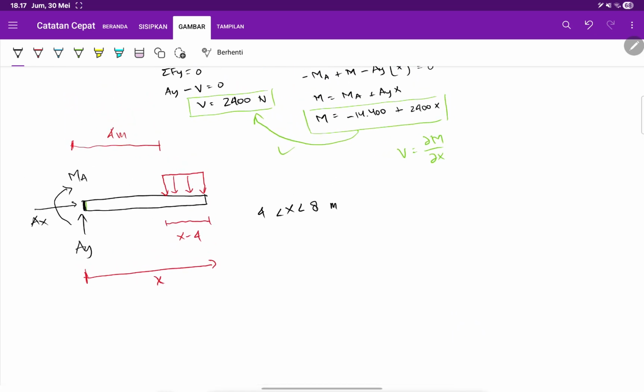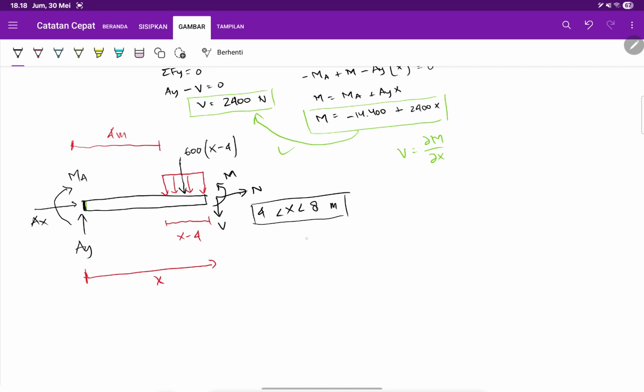Okay, so to make it easy, this distributed load can be replaced by an equivalent concentrated load, that is 600 times the length x minus 4, and it is located right in the middle. And then this will create V, N, M. Okay, now let's do it again.